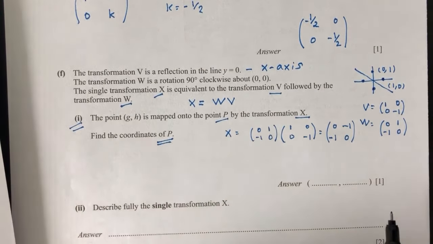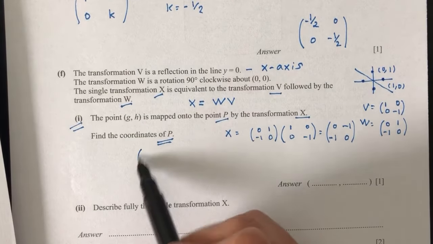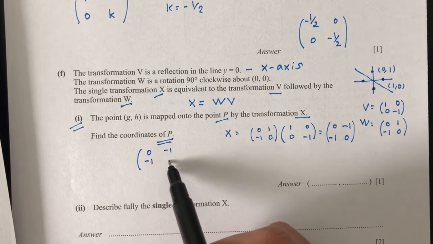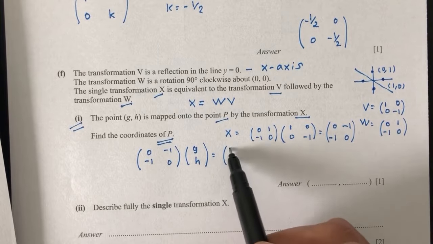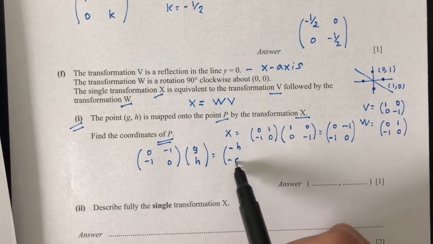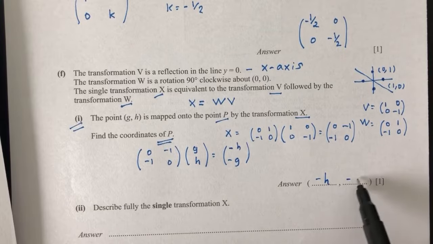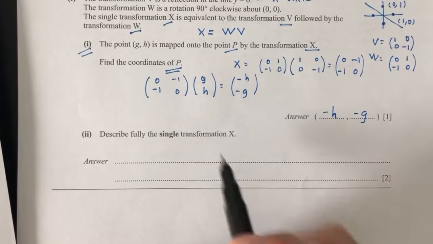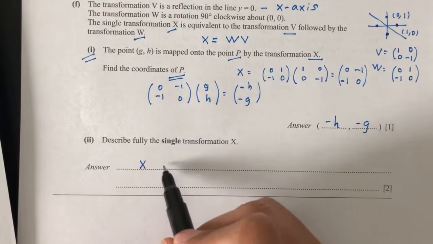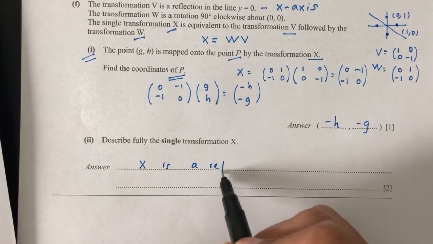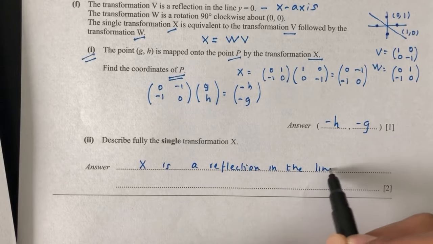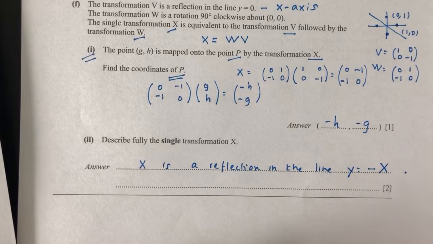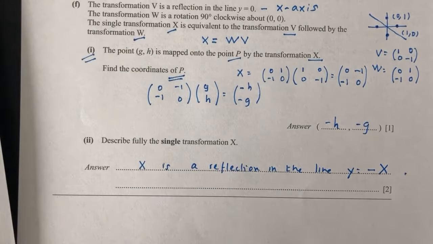So the coordinates of P will be what? If you take this matrix times P, which is (g, h), you would have (-h, -g). So minus h, minus g. In this case, as you have seen on this graph, X is a reflection in the line y equal to minus x. That will be question number 10.